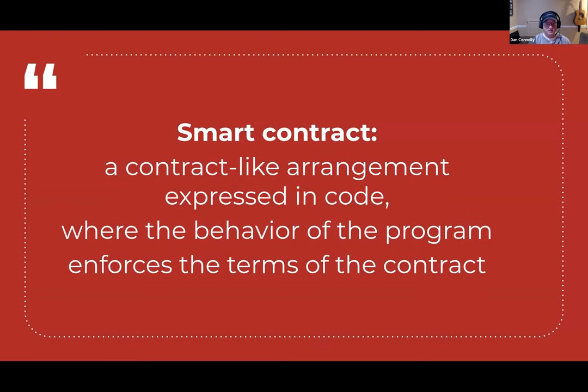So what's a smart contract? It's a contract-like arrangement expressed in code where the behavior of the program enforces the terms of the contract. So we look at it as pretty broadly, including things like eBay and Amazon. Those are all smart contracts too, the way we look at it.